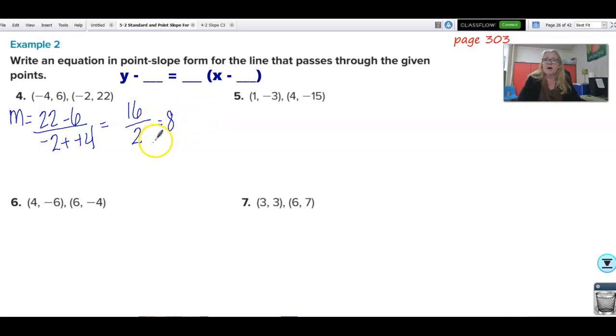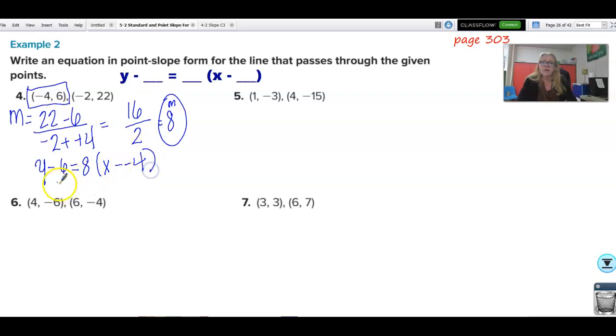Okay. So we have slope, and now we have a point. In fact, we have 2 points. This is another opportunity for you to choose the point you want to use. There are 2 correct answers to every one of these. I'm going to go with the first point. So I would go y minus the y coordinate, which is 6, equals slope, which is 8, times x minus the x coordinate, so minus -4. Simplify this before you put it in Reveal. Y minus 6 equals 8 times x plus 4.